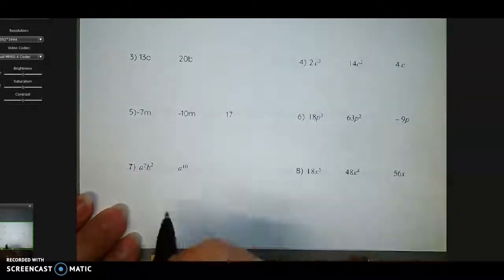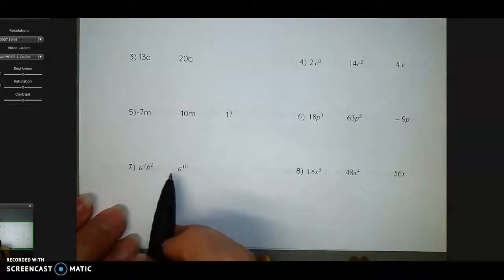On this problem right here, I can take out something bigger than just an a. So as a challenge to you, what could you take out there?